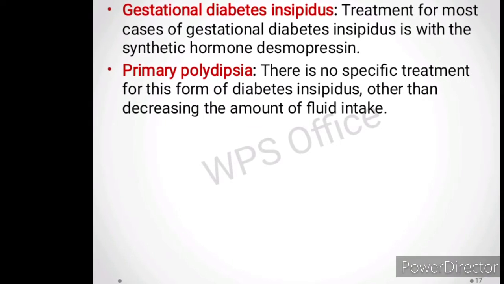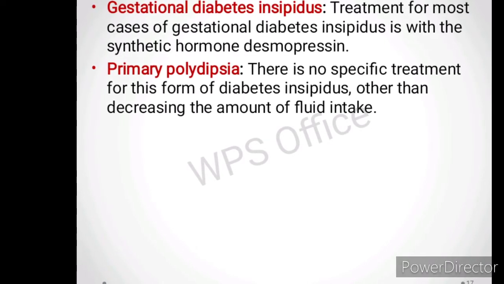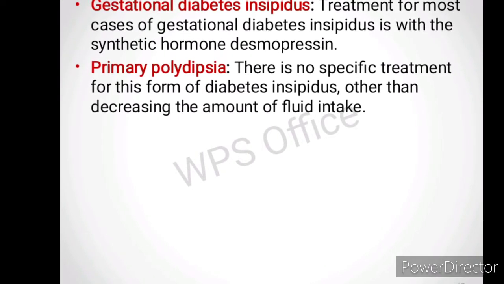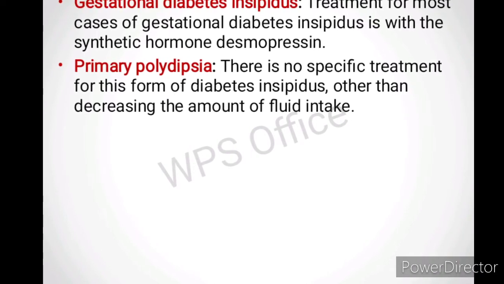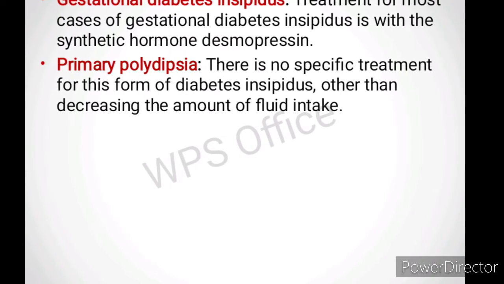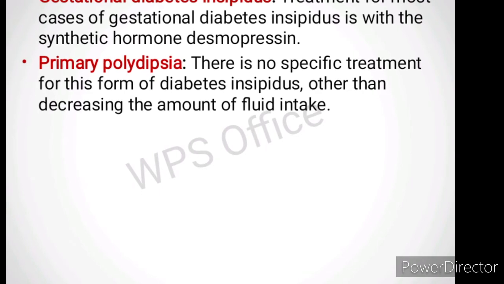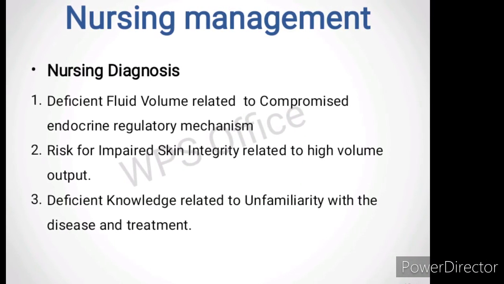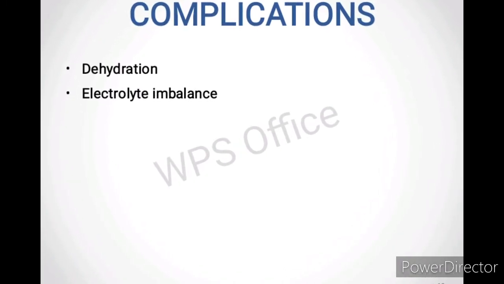Then in gestational diabetes insipidus, it is also treated with the help of the synthetic hormone desmopressin. In primary polydipsia, there is no specific treatment for this form other than decreasing the amount of fluid intake. So these are the management of diabetes insipidus. In nursing management, we can review that in the complications there will be electrolyte imbalance and dehydration.